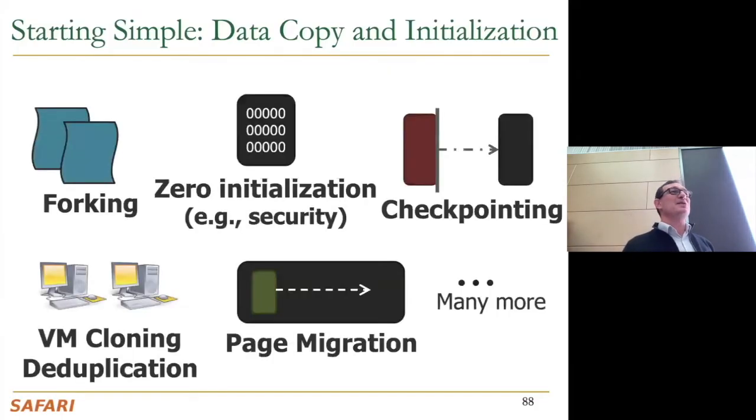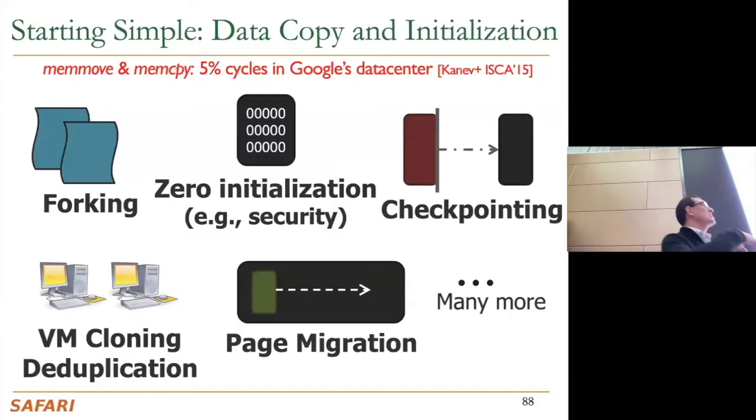And if you look at data copy and initialization, it's everywhere in our applications. In fact, Google, in the paper that I mentioned in 2015, according to them, only these two function calls, memmove and memcopy, occupy 5% of their data center cycles. This is fascinating. Only two function calls is responsible for 5%.